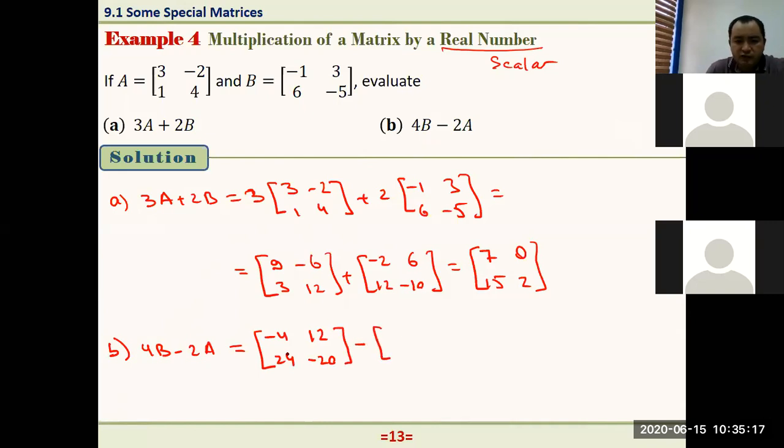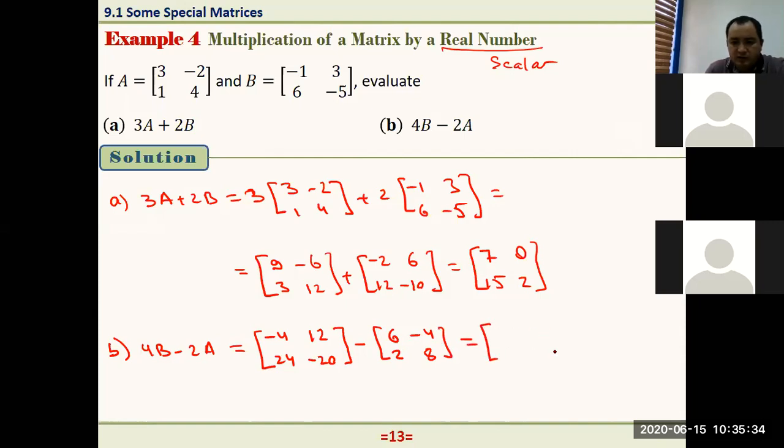Minus, here we have 2 times A. 2 times 3 is 6. 2 times negative 2 is negative 4. 2 times 1 is 2. 2 times 4 is 8. Right? Equals, now we need to subtract.